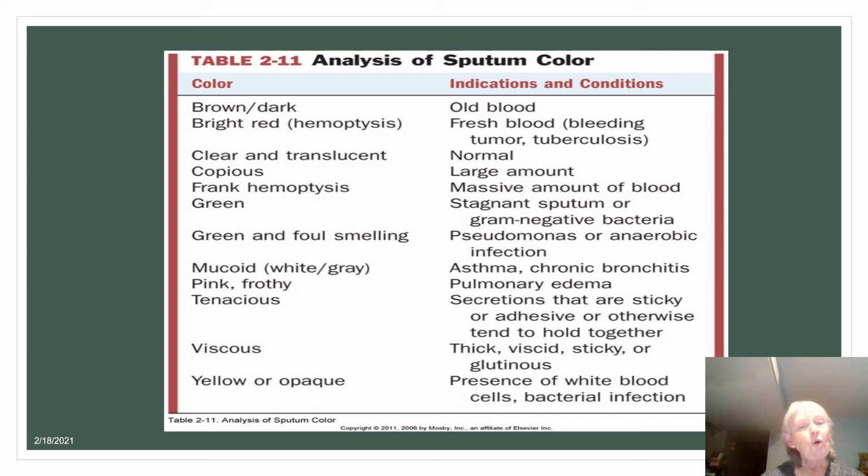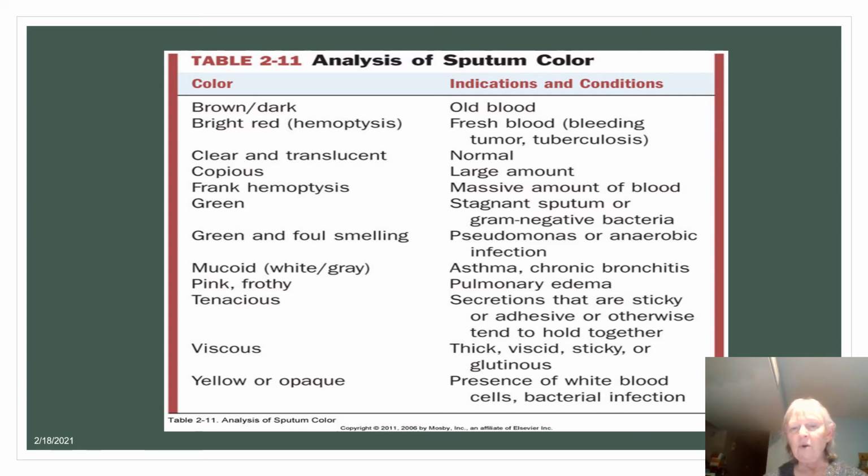For the most part, mucoid is white and gray. There's your asthma. Pink and frothy or white and frothy is your pulmonary edema. Tenacious means it's going to stick together. It's hard to get out. And if your patient's really, really dry, it's going to be hard to get out. So how can you help this patient who's really, really dry? Something you talked about in second semester.